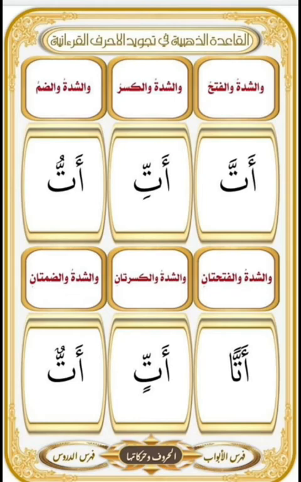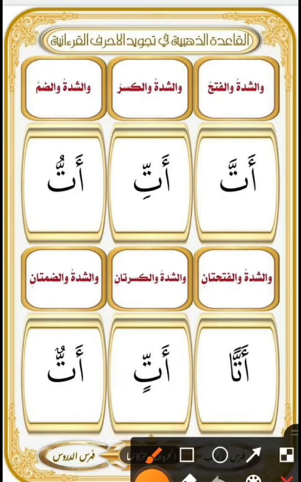والشدة والفتحتان التّن، والشدة والكسرتان التّن، والشدة والضمتان التّن. Here we have the letter ta with shadda and the three different double vowels. Here the letter ta with shadda and the double vowel fatha, and here we have the letter ta with shadda and the double vowel kasra, and here the letter ta with shadda and the double vowel dhamma.